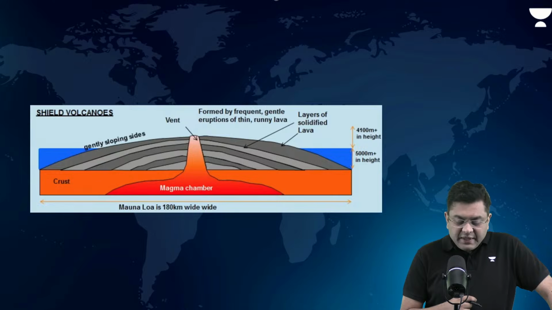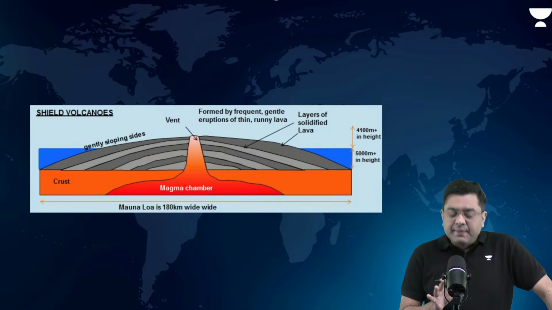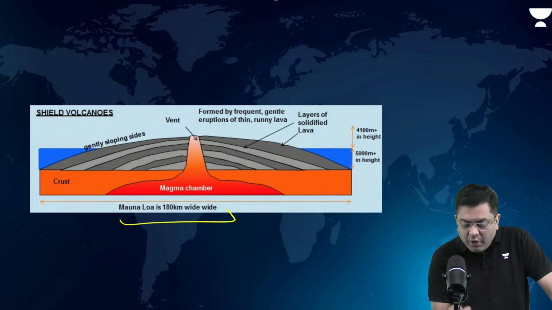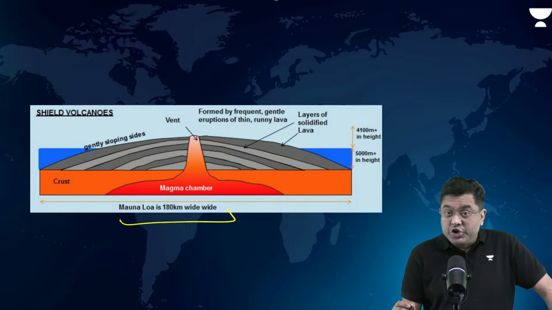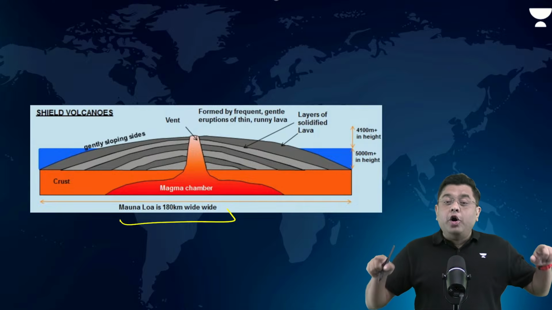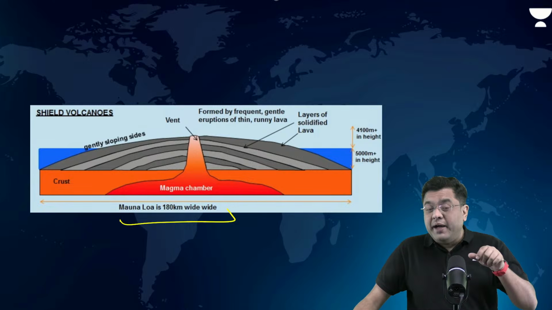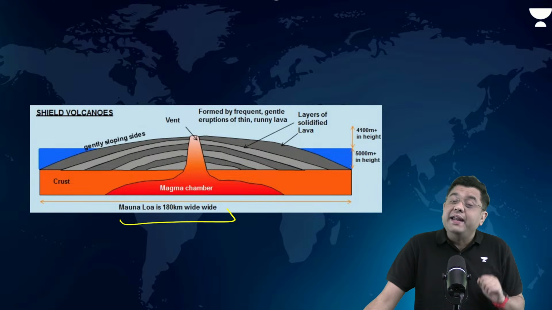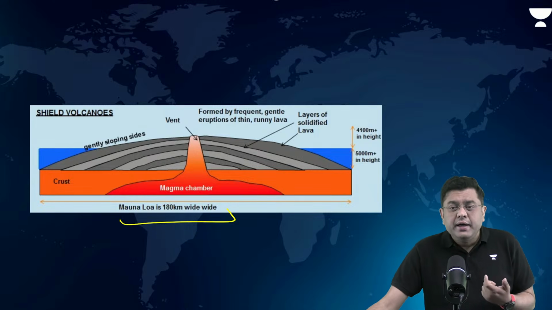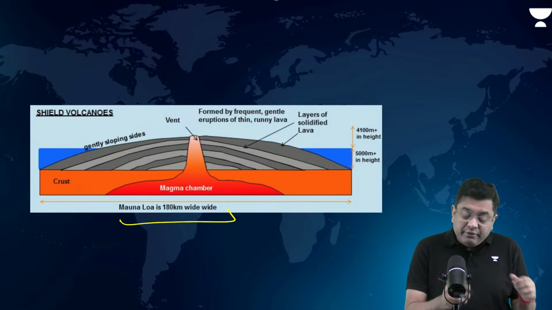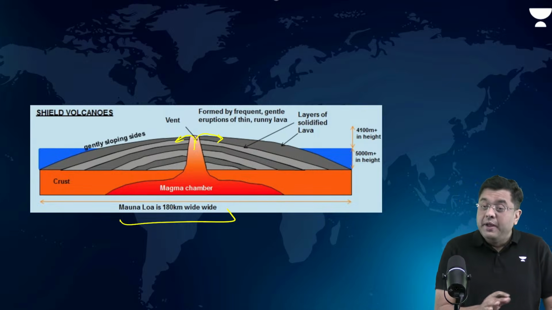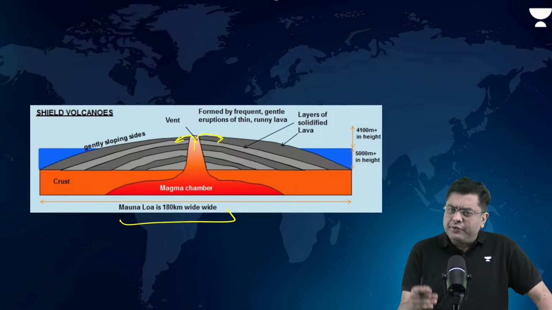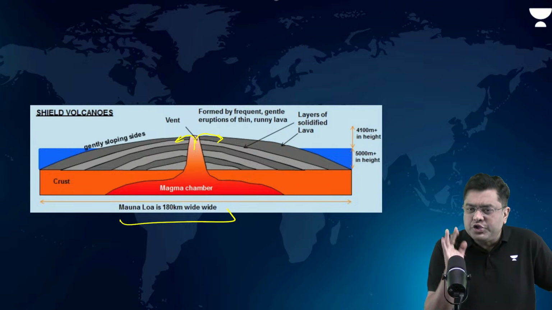Now, this is the schematic representation of Mauna Loa. So, you can see what is the width of this entire shield. The width of the entire shield is around 180 kilometers, which is huge, right? Think about a single volcanic vent creating a landform which is 180 kilometers wide.